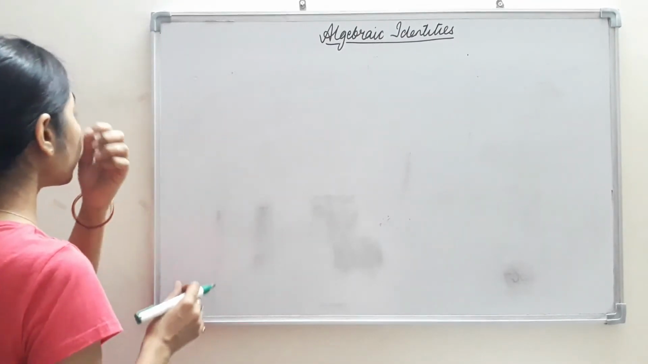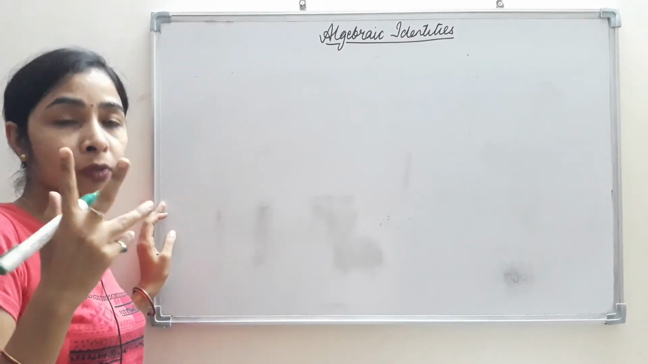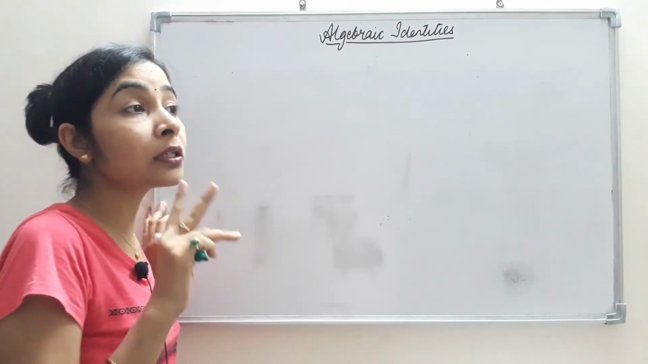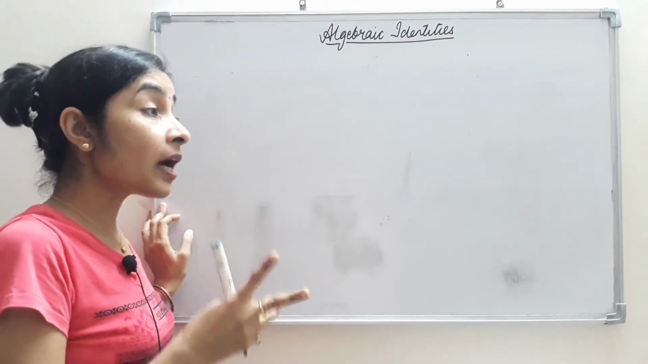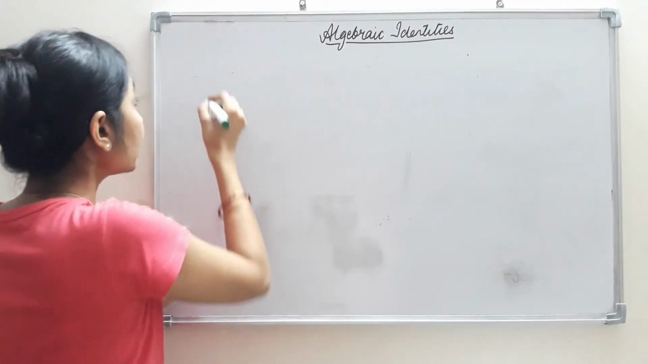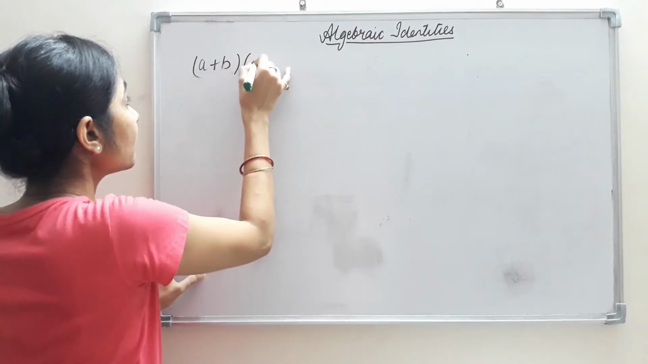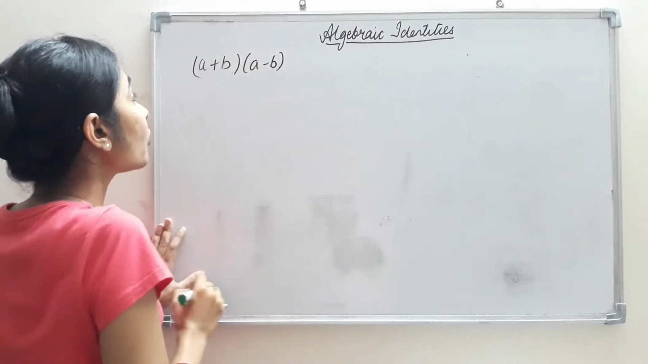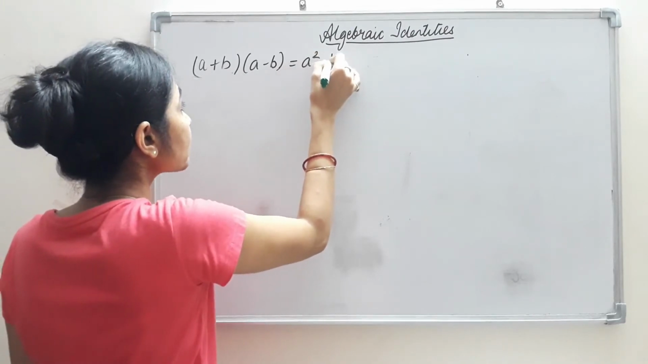Now the third identity is this: first we were given to multiply two expressions in which both the terms were the same as well as the signs were also the same. Now the terms are the same but the signs are different. That means if we are given to multiply a plus b by a minus b, then the product will always be a square minus b square.